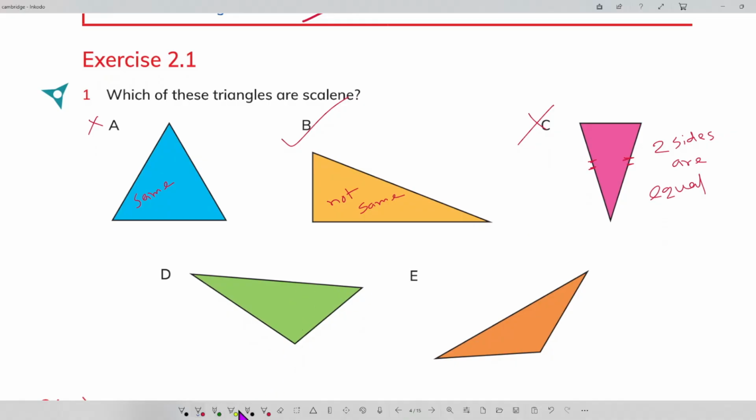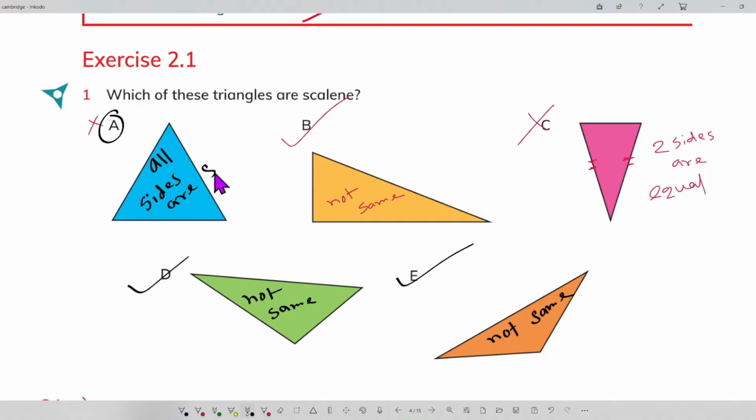Number D, yes, not the same, all sides are different. This is our answer. Number E also not the same. So here in number A, all sides are the same. Okay, so very simple. Number 1 done. So our answer is B, D and E.